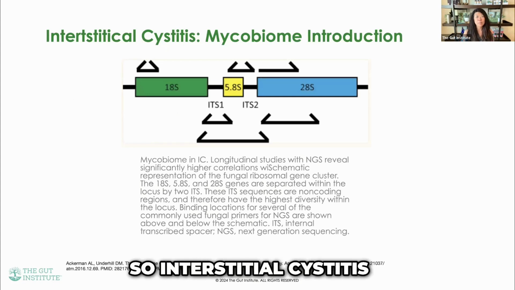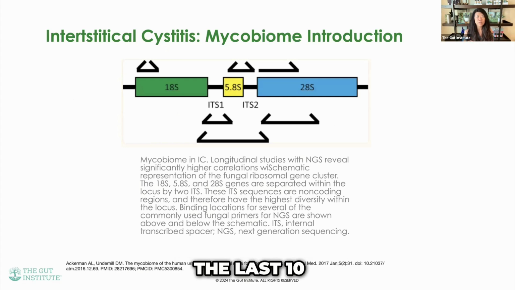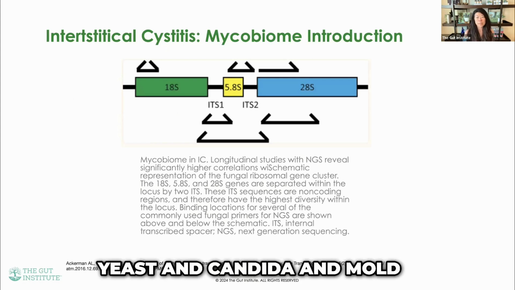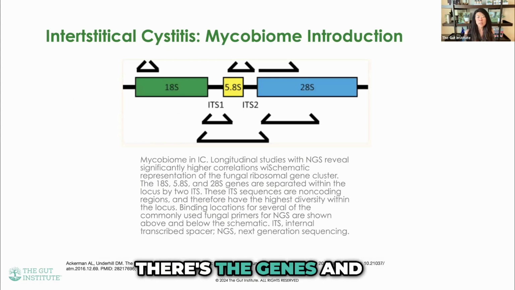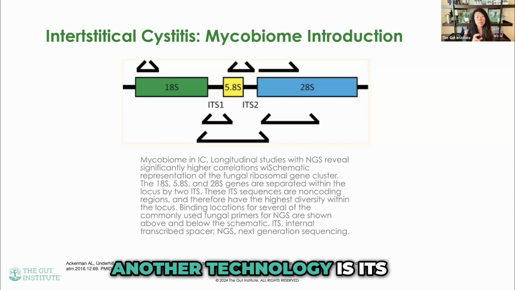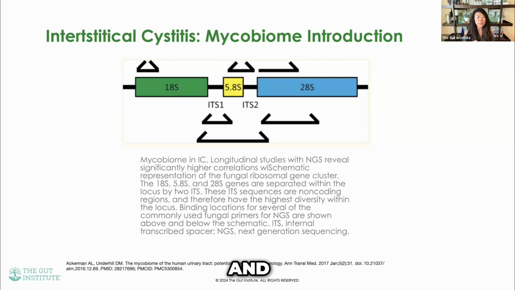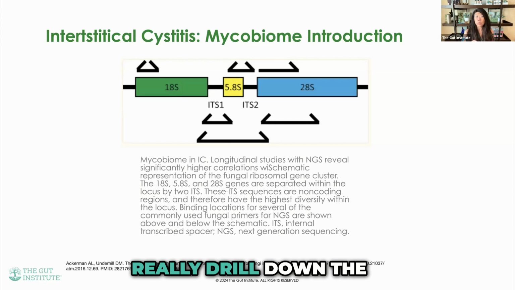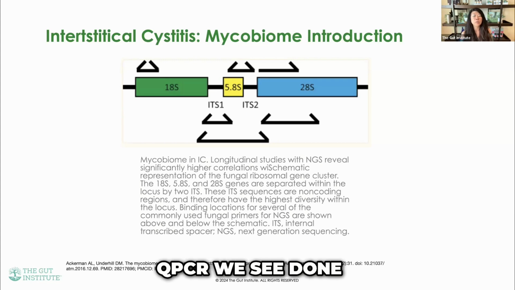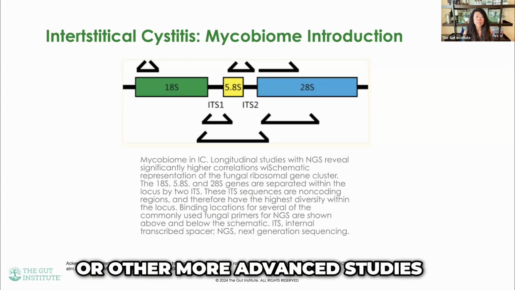So with interstitial cystitis, we've got to see a lot more in just the last 10, 15 years because of this technology. They use the ribosomes of fungi, yeast, Candida and mold. There's 18S, 5.8S, and 28S, the genes, and then they put primers there and check them out. Another technology is ITS, internal transcribed spacers, and they can look at these non-coding areas to really drill down to the unique identification of fungi. This is very similar to the 16S and qPCR we see done with bacteria, like when we do a GI map or other more advanced 16S studies.